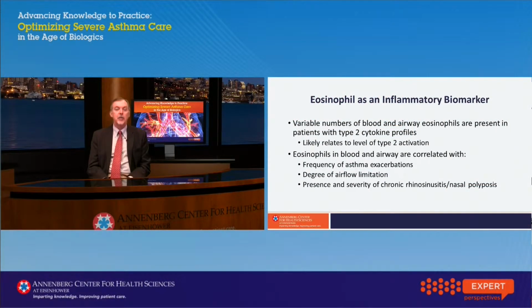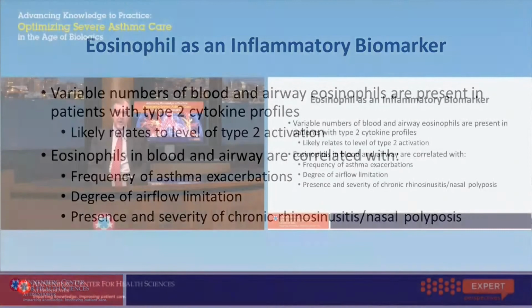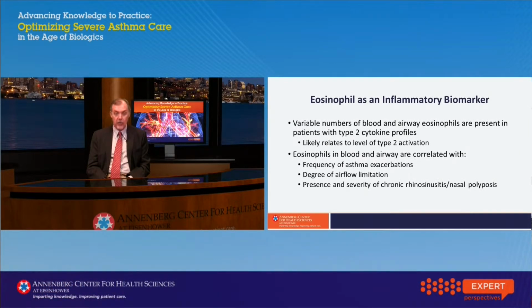There are variable numbers of blood and airway eosinophils present in patients with the type 2 cytokine profile, again meaning IL-4, 5, and 13, and it's probably related to the level of type 2 activation due to either allergen exposure or some other driver of the inflammatory process. Something we've learned over the past couple of years is that eosinophils in the blood and sputum can be correlated with the frequency of asthma exacerbations, the degree of airflow limitation, and finally the presence and severity of chronic rhinosinusitis with nasal polyposis, all of the above being very important in characterizing a severe asthmatic.